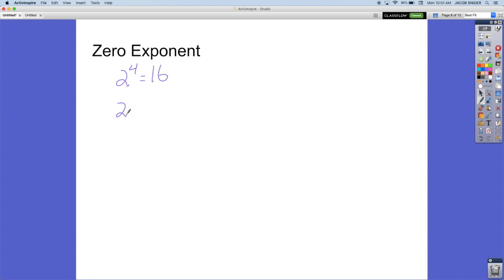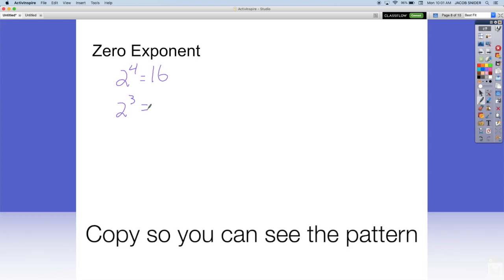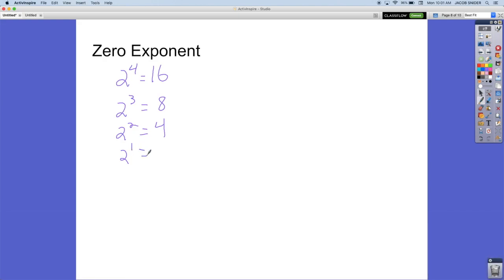Okay? If I do it to the third power, we just went through all these. 2 times 2 is 4, and 4 times 2 is 8. 2 to the second power, 2 times 2 is 4. 2 to the first power, that's just 2. What's happening each time? With my pattern, what's really happening? If I go up my scale, it's being multiplied by 2, which makes sense because I'm adding another exponent. If I go down, we're going to be dividing by 2.